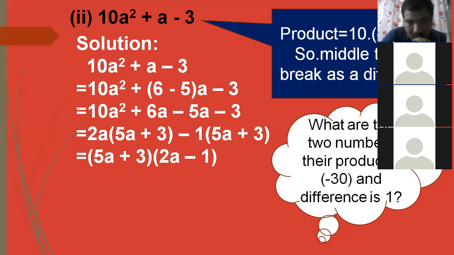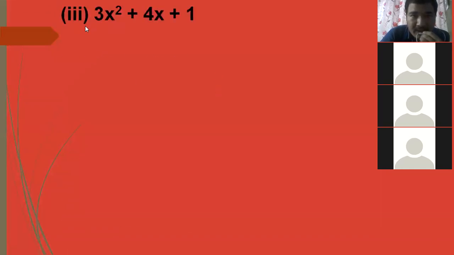Understood? Okay. Here, can you tell what should we multiply first? 3 and 1. 3 ones are 3. Good. And how to get 4? By adding or subtracting?